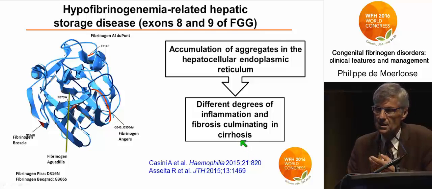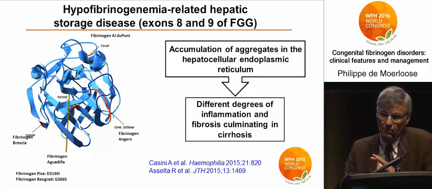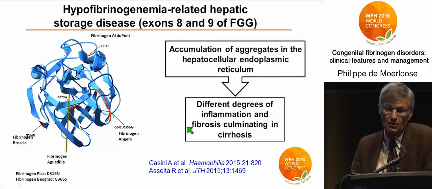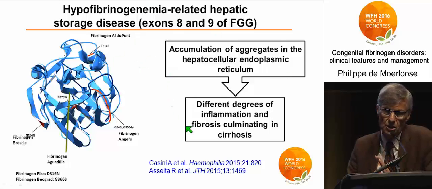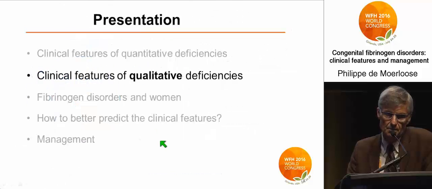And again, something very strange. In the same family with the same mutation, you have a very important cirrhosis in one member. In another member of the family, same mutation, you don't have almost any liver damage. So there are other things which explain this complication. But it's clear that when you have a patient with a fibrinogen disorder with unexplained liver abnormalities, when you do the test, think about these possibilities.